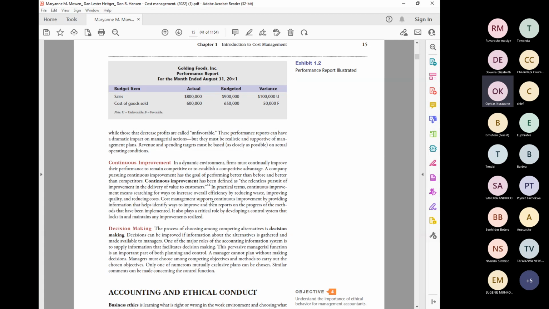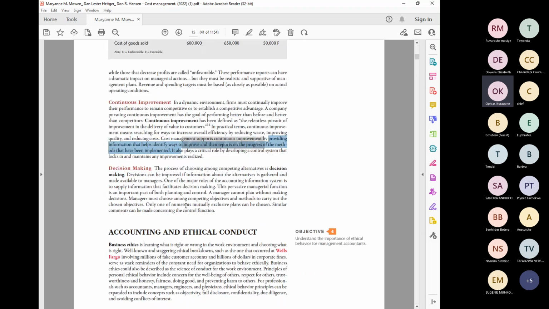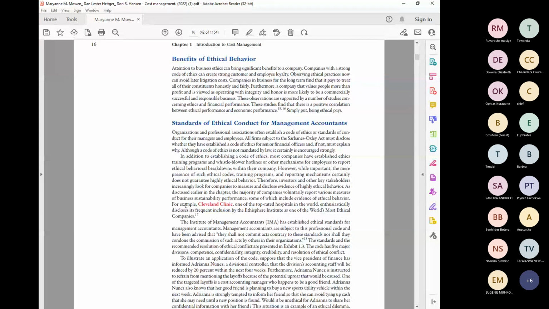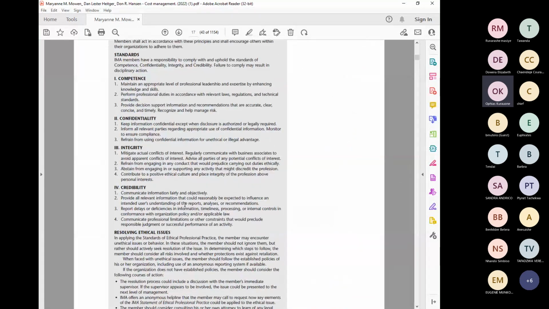So cost management supports continuous improvement by providing information that helps identify ways to improve and then reports the progress of the method. Decision making: you are now choosing alternatives. So that is what we are supposed to do, we are now choosing what? The alternative. That is very, very critical to understand.